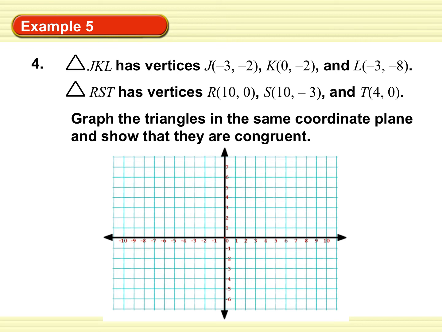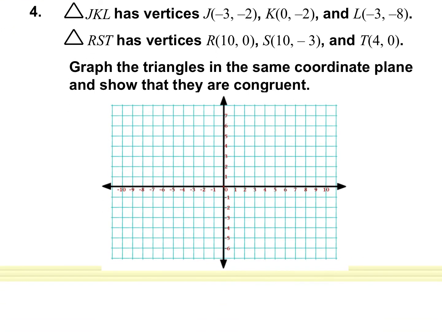So let me go ahead and graph JKL first. I'll do that one in red. So the ordered pair for J is -3, -2. The ordered pair for K is 0, -2. And then L is -3, -8. And it actually goes off the graph a little bit. So I'm just going to go ahead and graph it. And then I'm going to also graph RST. I'll do that one in blue. So my first point is 10, 0, and that is R. S is 10, -3. And then T is 4, 0. I can connect my points and create my 2 triangles.